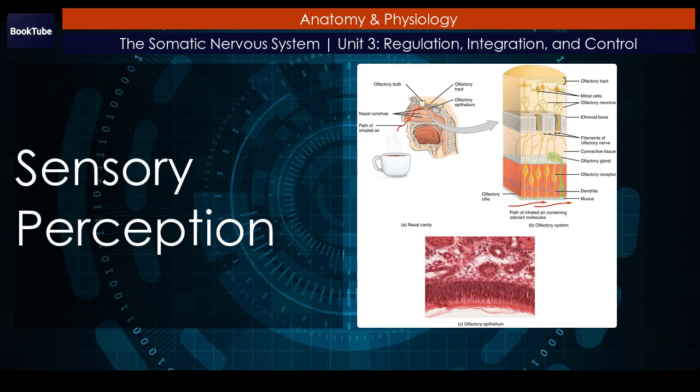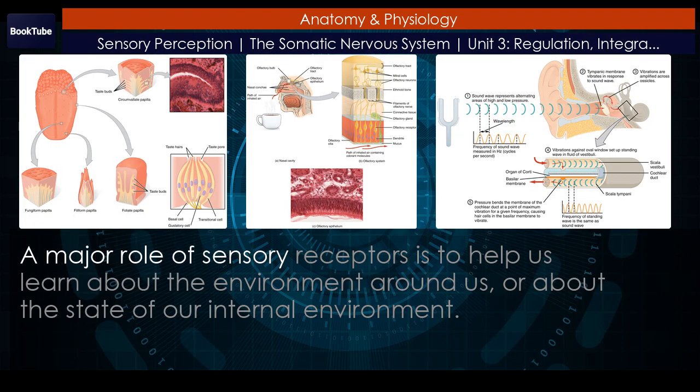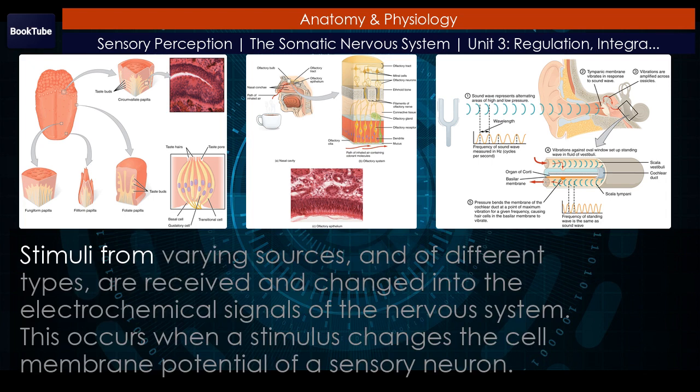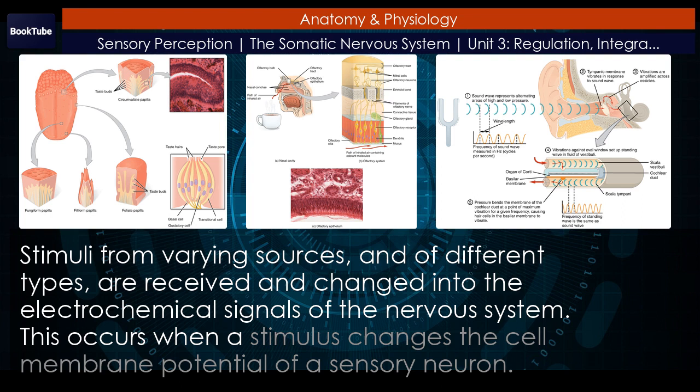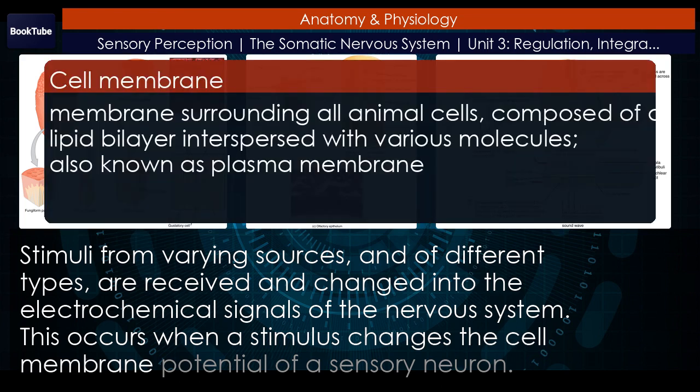Sensory perception. A major role of sensory receptors is to help us learn about the environment around us, or about the state of our internal environment. Stimuli from varying sources, and of different types, are received and changed into the electrochemical signals of the nervous system. This occurs when a stimulus changes the cell membrane potential of a sensory neuron.